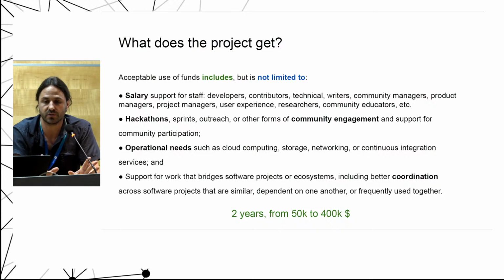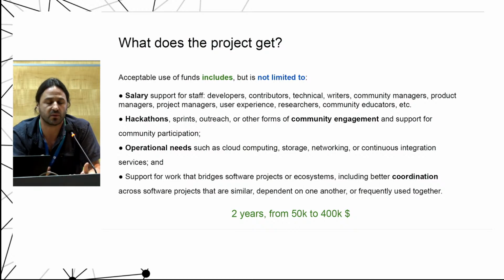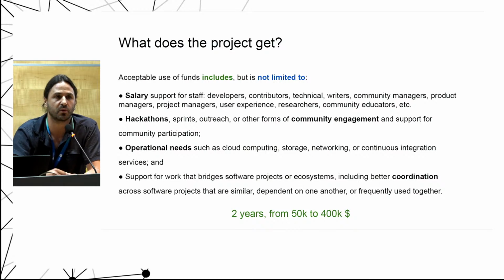What do you get? This is the good news. These projects are great for us bioinformaticians developing software, because they allow you to pay the salary for a developer, for contributors, for external people that are helping somehow, for fellowships, whatever, people working on documentation. It doesn't matter. They don't care. They just want to help your project, basically.